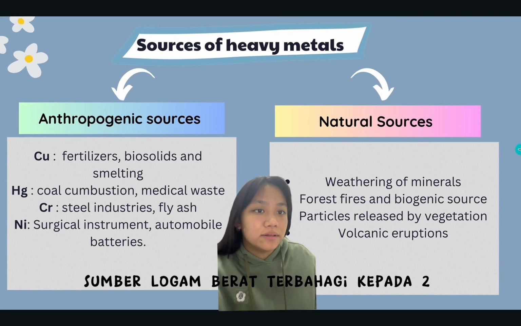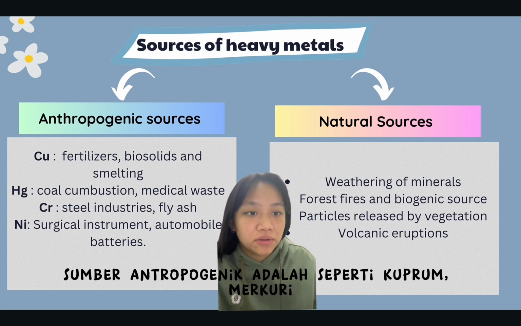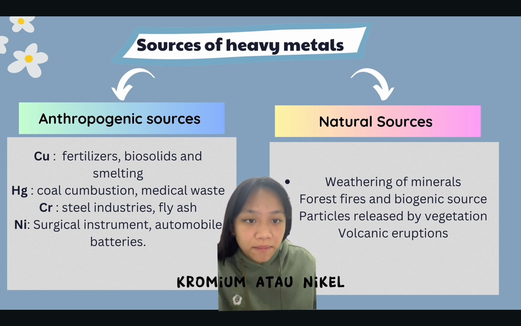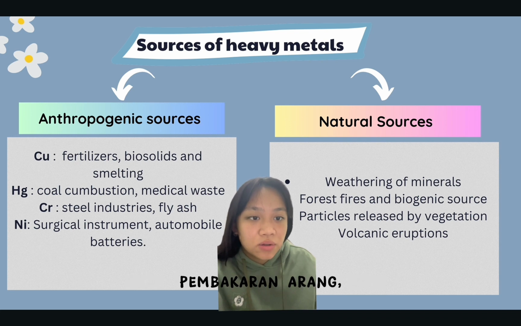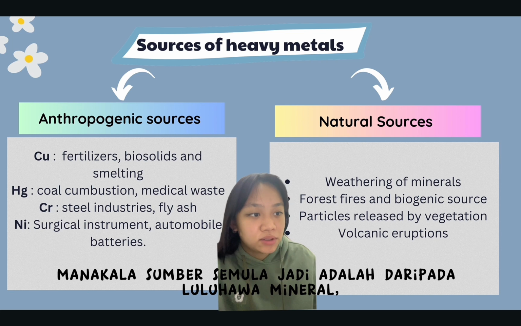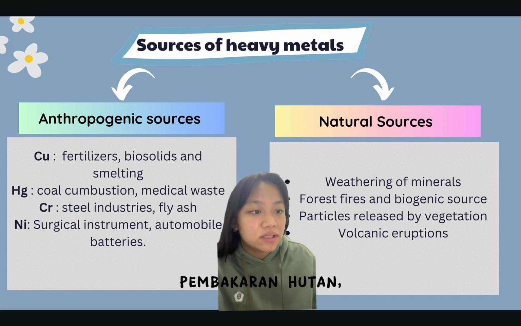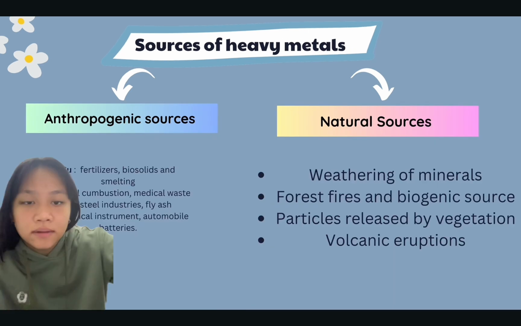Sources of heavy metals are divided into two: anthropogenic sources and natural sources. Anthropogenic sources are like copper, mercury, chromium, or nickel, which are used in fertilizers, coal combustion, steel industries, or surgical instruments, while natural sources are from weathering of minerals, forest fires, particles released by vegetation, and volcanic eruptions.